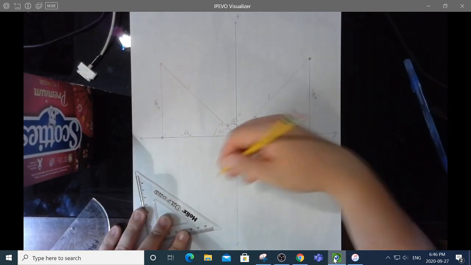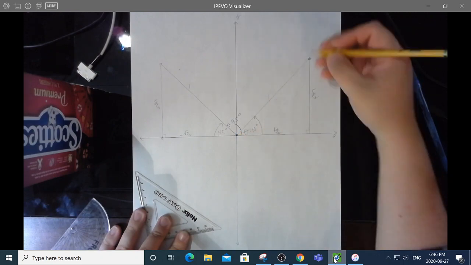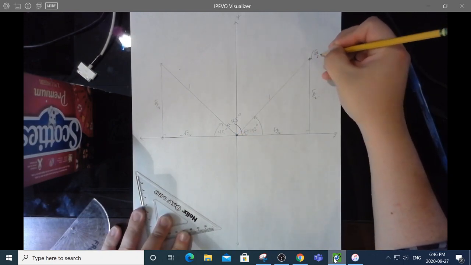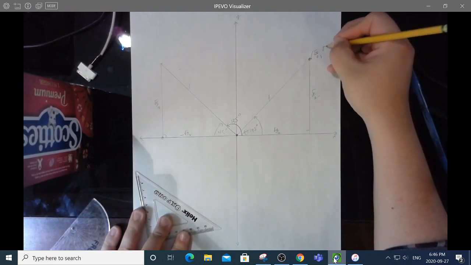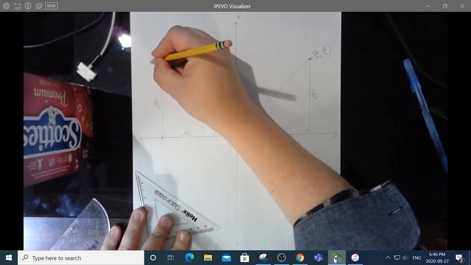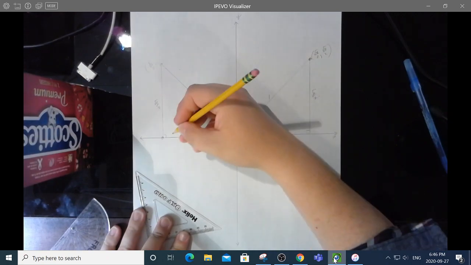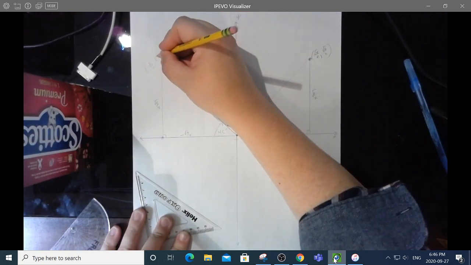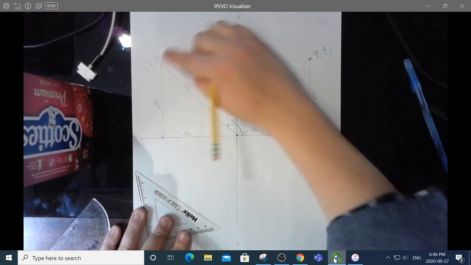Think about the coordinate axis. This x value is root 2 over 2. This y value is root 2 over 2. This x value is negative root 2 over 2 because I'm going to the left. And this y value is still positive root 2 over 2 because I'm going up.